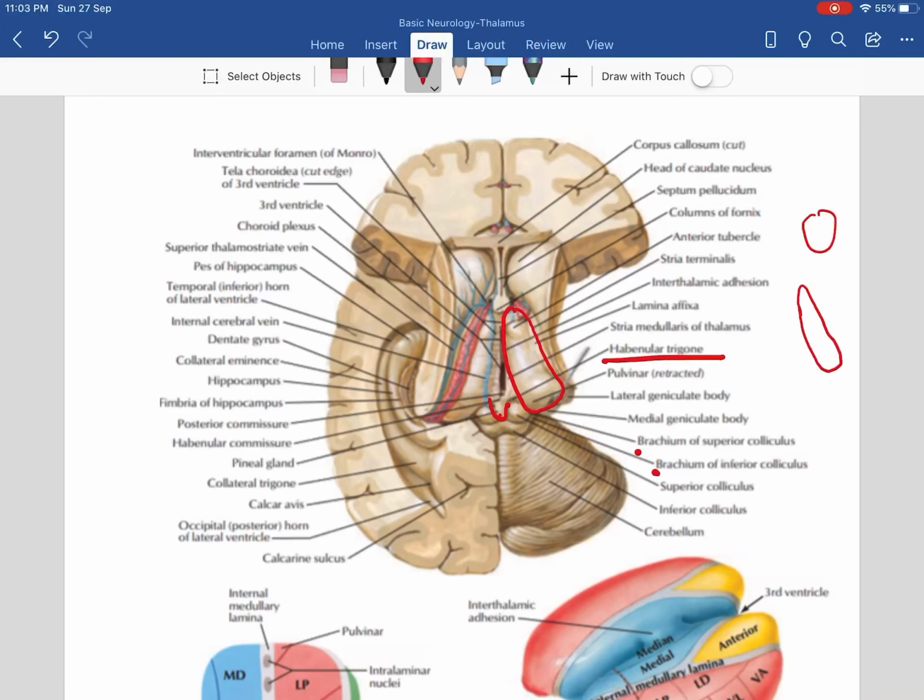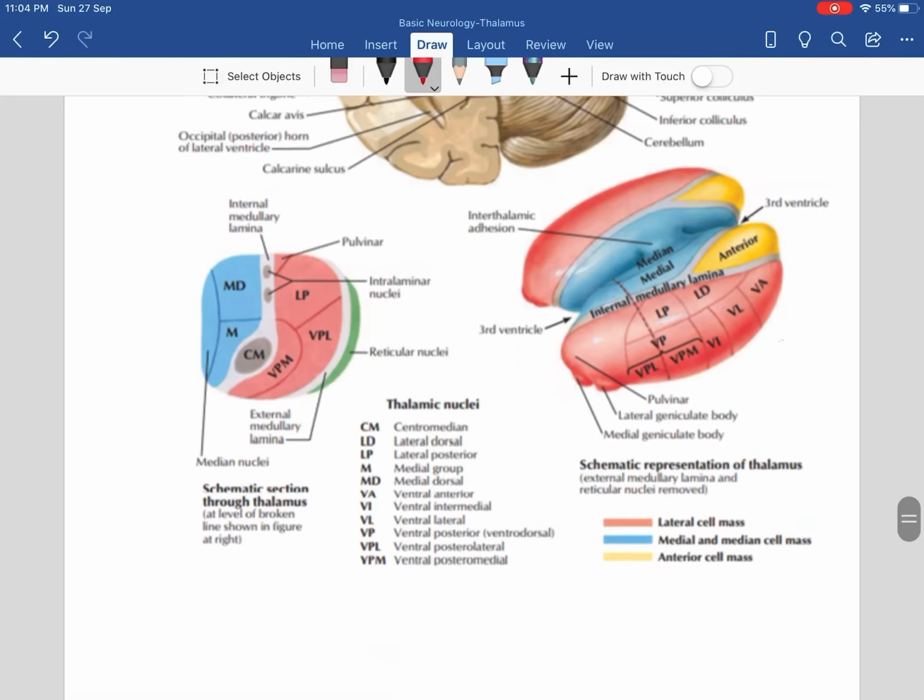Habenular trigone, it is epithalamus. Here pineal gland is there, you can see. Okay, then they have removed the corpus callosum also, cut, क्योंकि उसके नीचे रहता है. Okay, so this was the proper diagram. Then this is the proper diagram for nuclei, showing the nuclei.